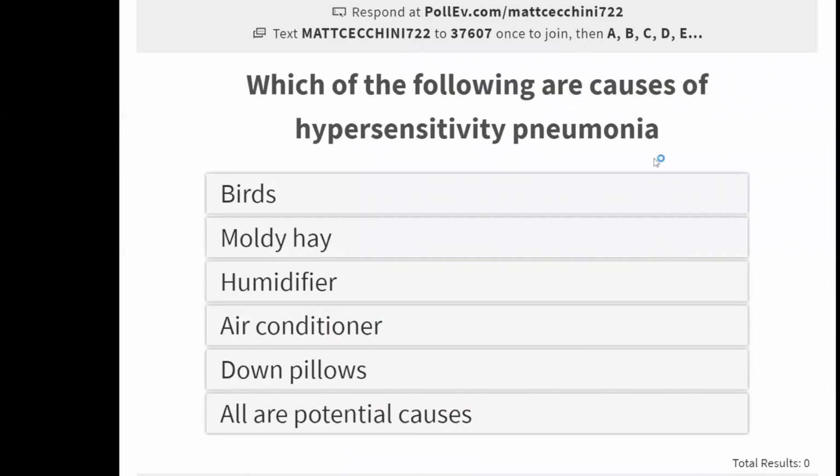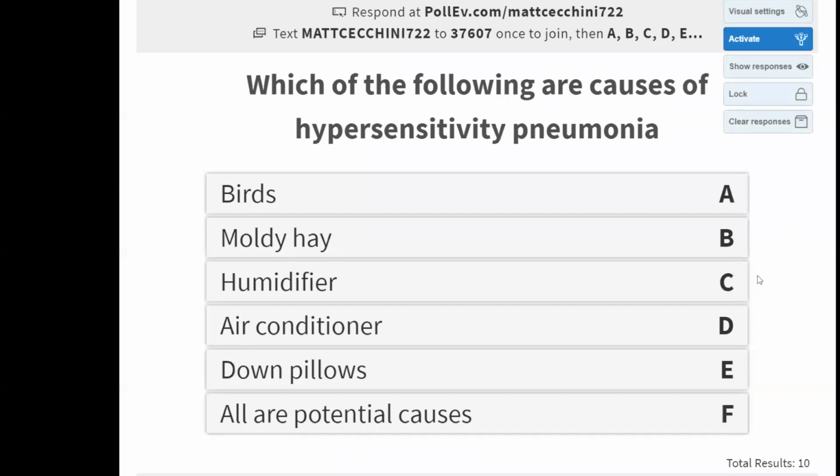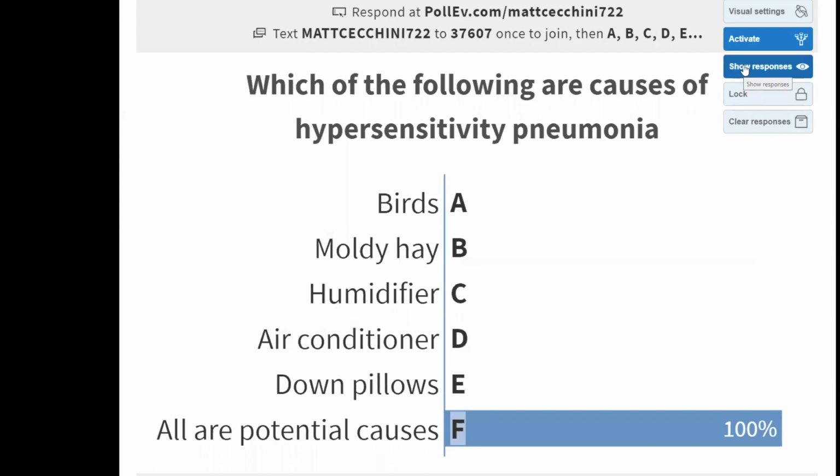Okay, so the next question is, which of the following are causes of hypersensitivity pneumonia? Is it A, birds? Is it B, moldy hay? Is it C, humidifiers? Is it D, air conditioners? Is it E, down pillows? Or are all potential causes of hypersensitivity pneumonia? Great, yeah, so these are all potential causes of hypersensitivity pneumonia.